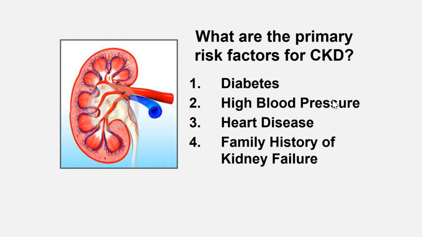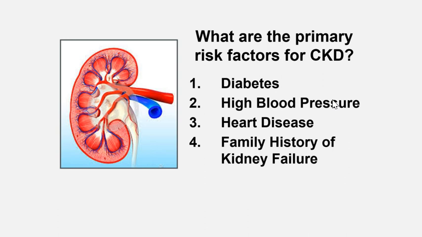So there are things that cause chronic kidney disease: diabetes, high blood pressure, heart disease, and a family history of kidney failure. That's like a genetic predisposition to it. So you can kind of put together why these things might be problematic. If your kidney cells are not getting the proper nutrition and normal amounts of glucose, like it is with diabetes, and you have other metabolic problems, the kidney is not something that is immune to the effects of diabetes.